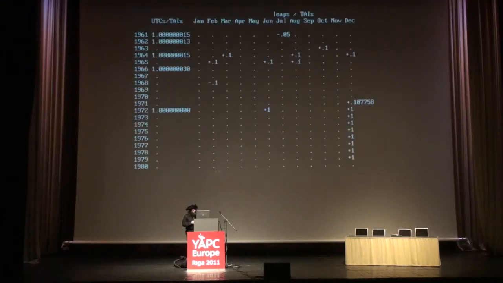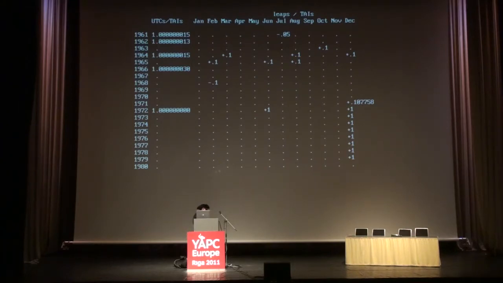And this is what they did. Started off with the time signals running 15 parts per billion slower than atomic time at the beginning of 1961. You can see they did one jump of 50 milliseconds, but then after that they decided that was fairly small, so they increased the size to 100 milliseconds. And they went a few years like this, using various frequency offsets.